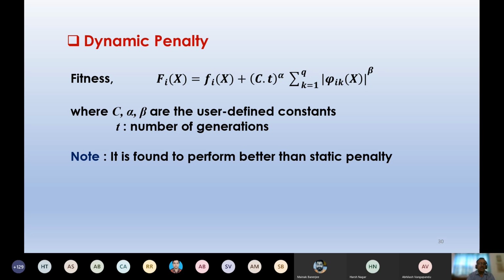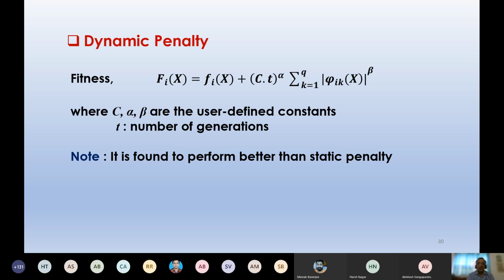Now I am going to concentrate on the concept of dynamic penalty, which is very important. According to the dynamic penalty, the modified fitness capital FIX is nothing but the original fitness small FIX plus C T raised to the power alpha. I am going to define those terms. Summation k equals 1 to q, mod value of phi ikx raised to the power beta.